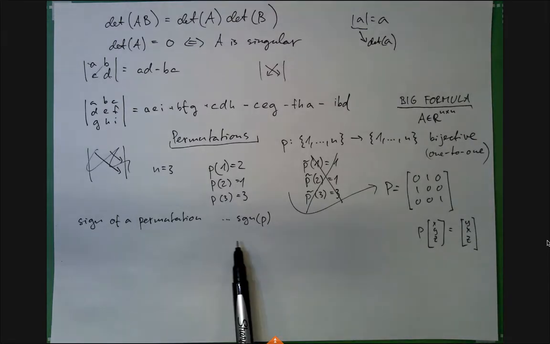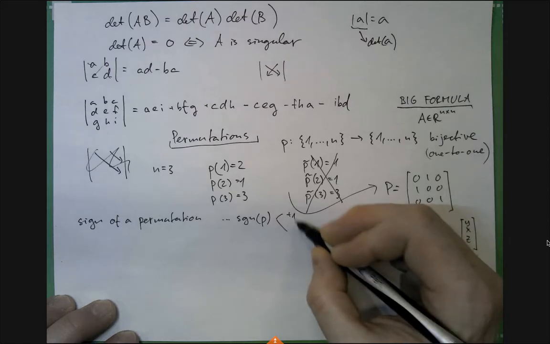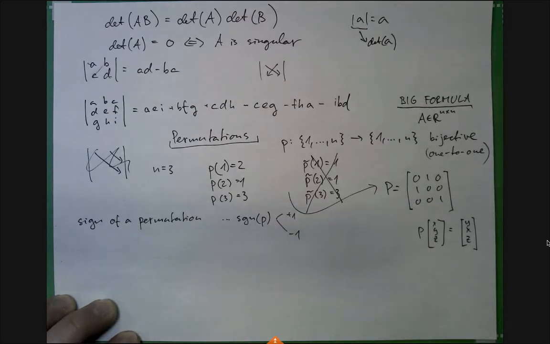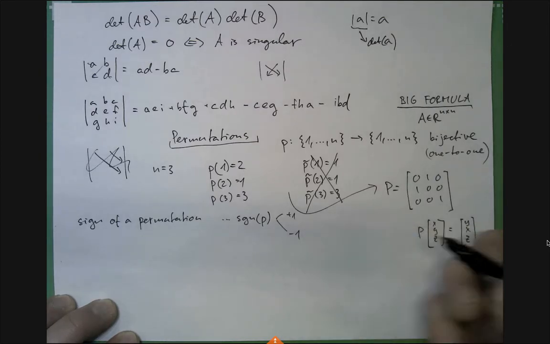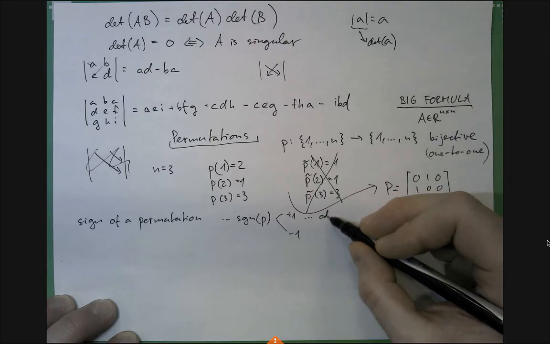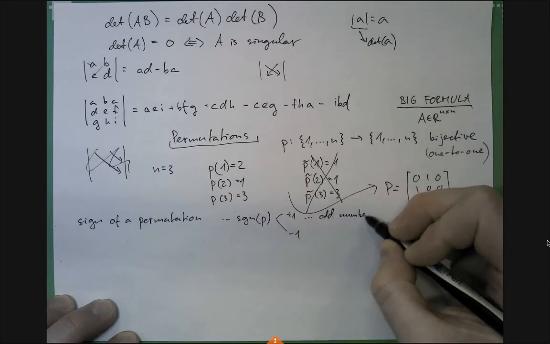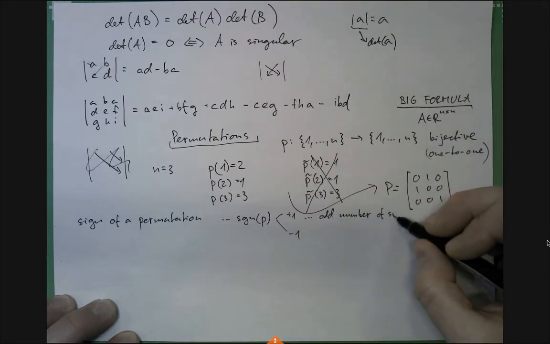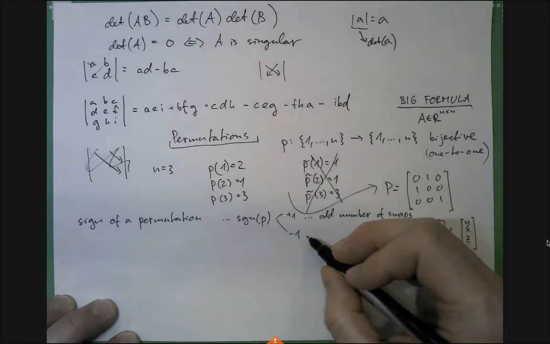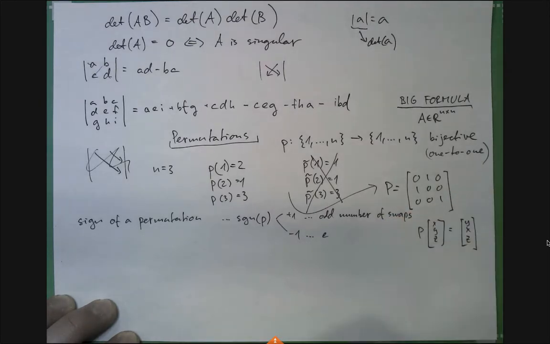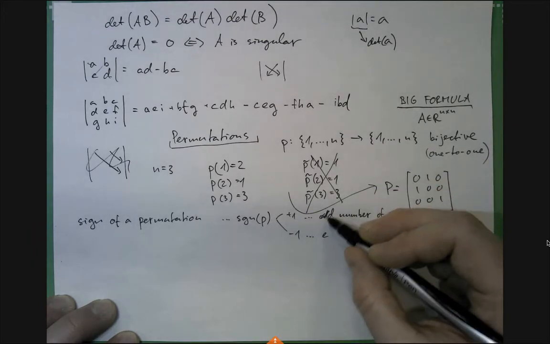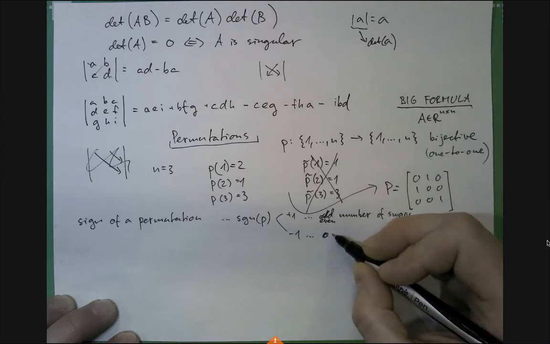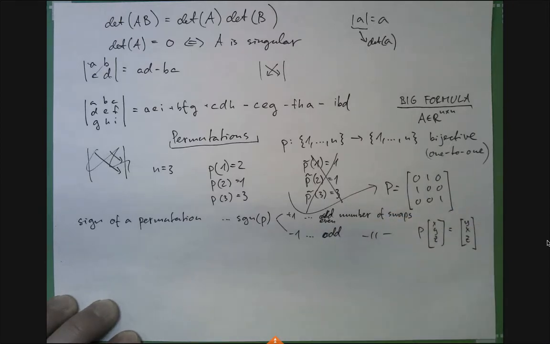So the sign of a permutation can be either +1 or -1. And it's +1 if we can get it from identity with an even number of swaps. Let me just write swaps because it's faster. And -1 if it's an odd number of exchanges.